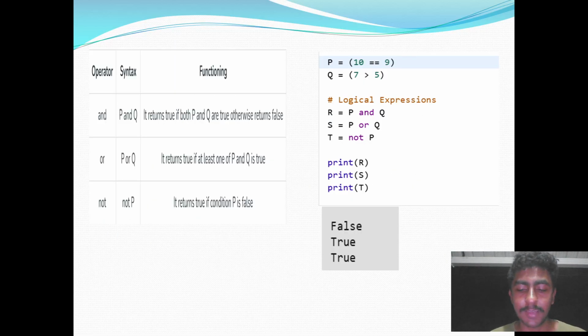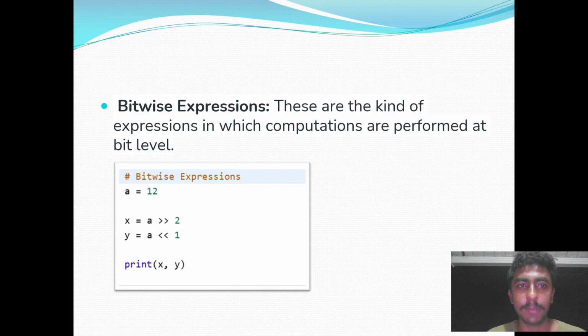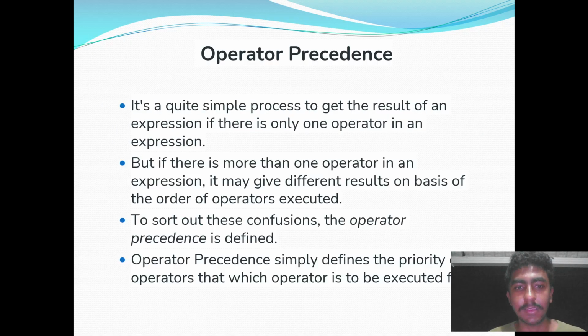When an expression contains multiple operators, Python follows operator precedence, which decides which operator is executed first. For example, print 2 plus 3 multiplied by 4. The output will be 14 because multiplication has higher precedence than addition.